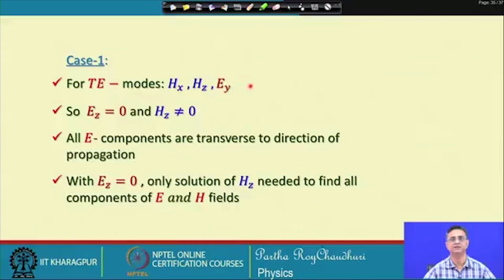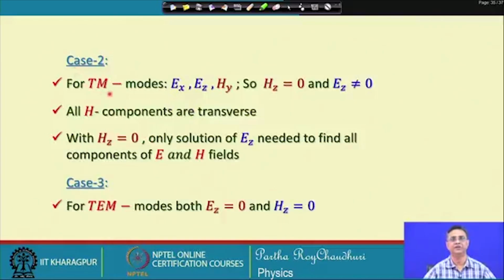You can look at these components which constitute the TE modes. Here Ez is missing, that means Ez equal to 0, but Hz is not equal to 0. That means all E components are transverse to the direction of propagation. So, just from the knowledge of Hz, you can calculate Hx, Hz and Ey. With Ez equal to 0, only the solution of Hz is needed to find all the components of E and H fields. That is what I have just mentioned.